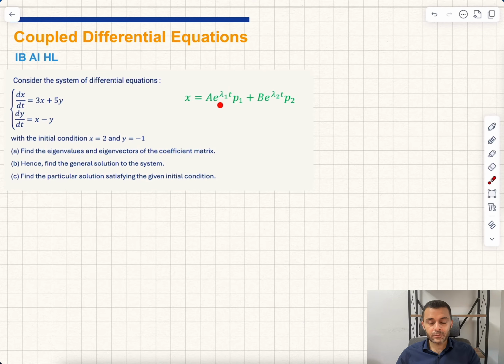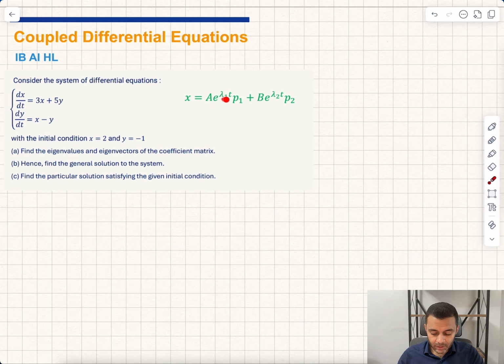This is the formula for the general solution of coupled differential equations, and it's given in the formula booklet. Here x is not a variable, it's a vector xy. We'll talk about it later when we solve. A and b are constant numbers.